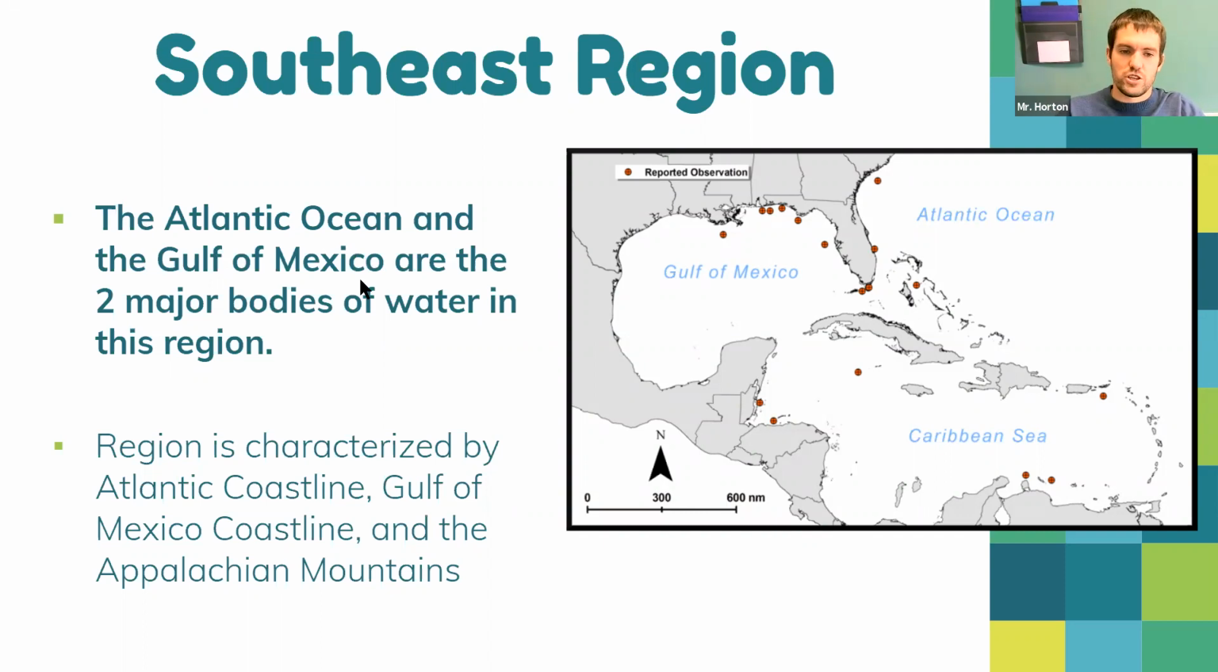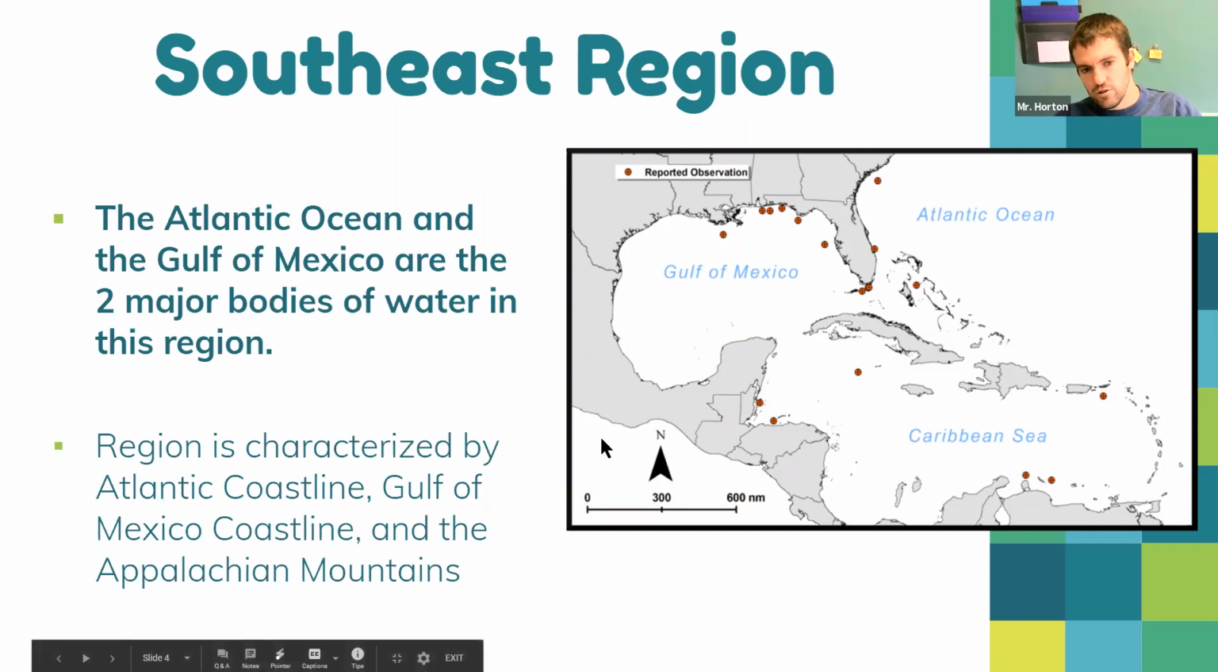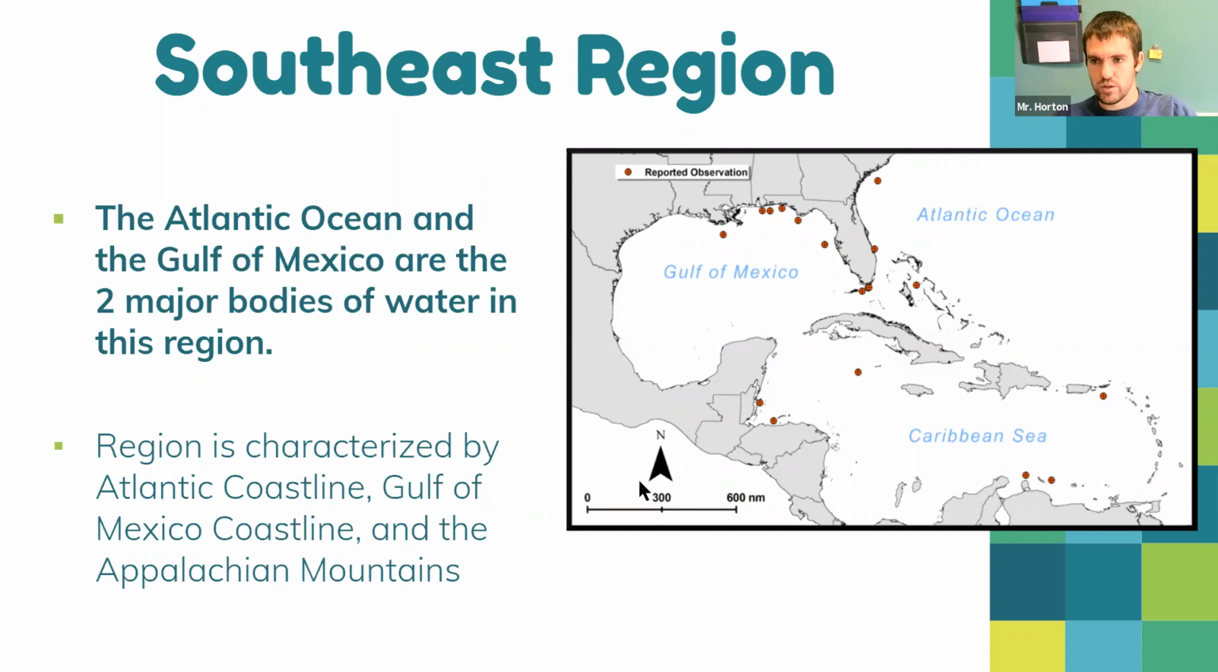Okay, and then the region is also characterized by the Atlantic coastline, the Gulf of Mexico coastline, and the Appalachian Mountains, which we'll get to in a second. So those are our three big landmarks and landforms: the Gulf of Mexico coastline, the Atlantic Ocean coastline, and the Appalachian Mountains, which run through a lot of our Southeast states as well. Okay? So the two big bodies of water are the Atlantic Ocean and the Gulf of Mexico.